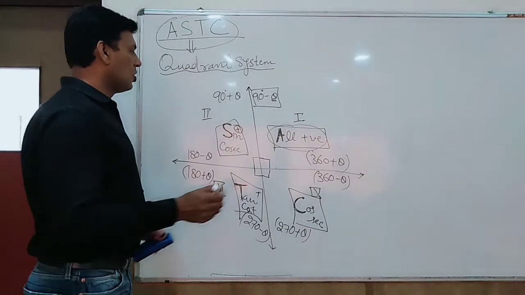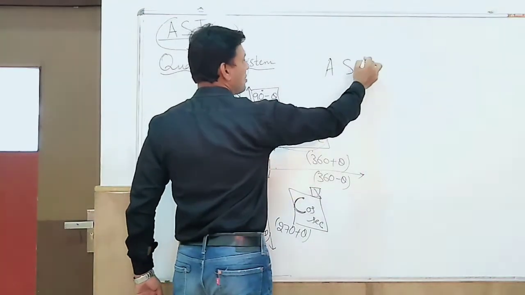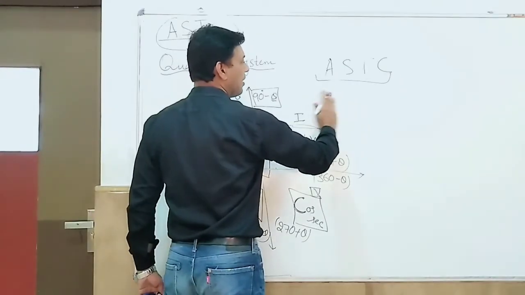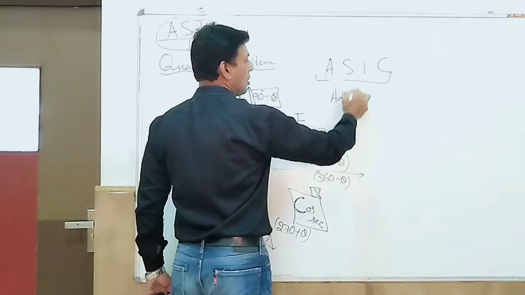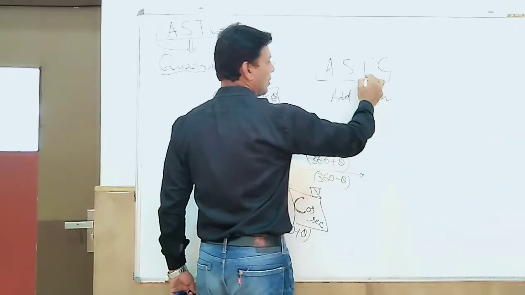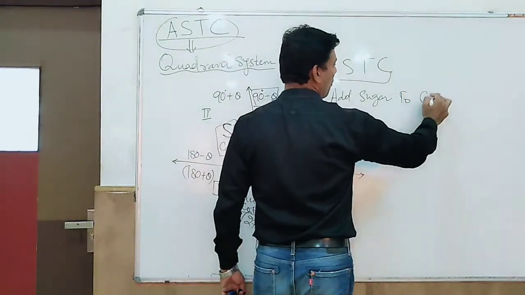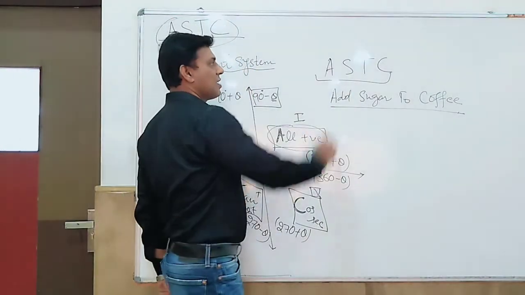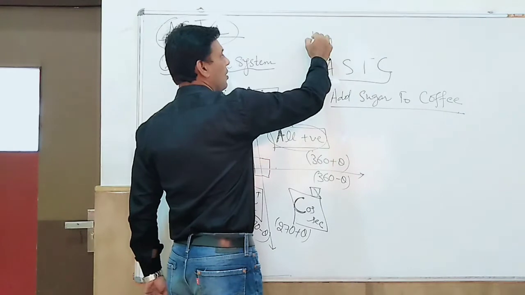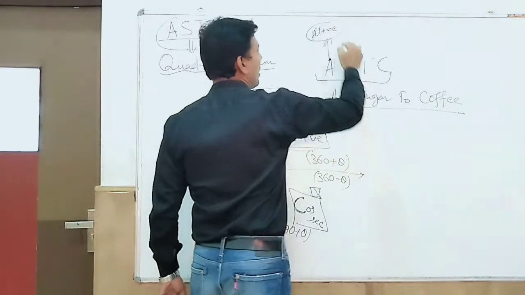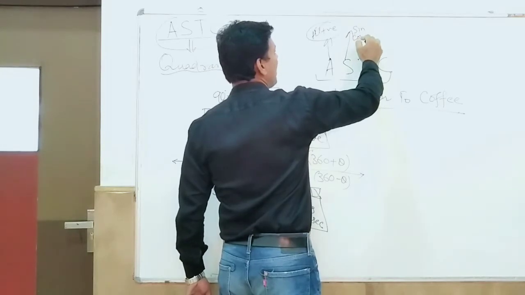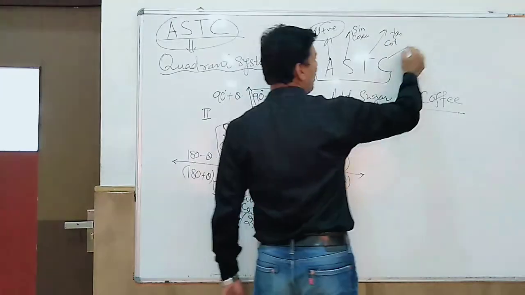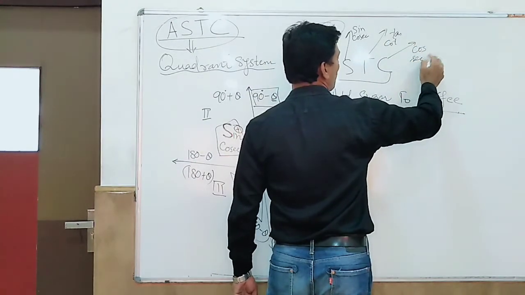One thing more, to memorize this ASTC, you can remember it like this: A for add, S for sugar, T for to, C for coffee. So add sugar to coffee. So you can memorize ASTC. And A in the quadrant means all positive, S for sine and its reciprocal cosec positive, T for tan and its reciprocal cot positive, C for cos and its reciprocal sec positive.